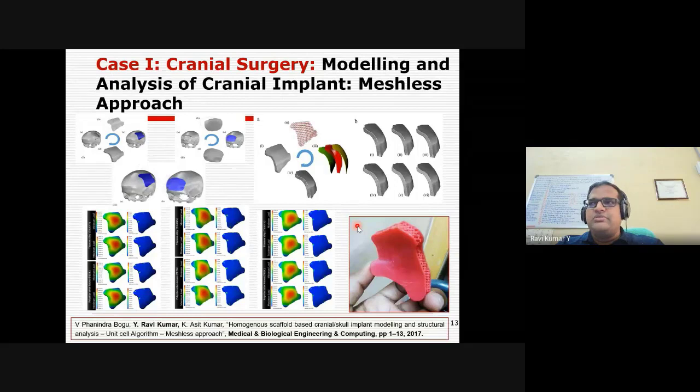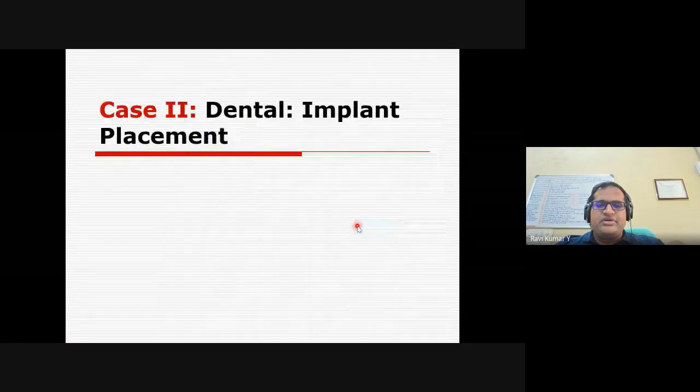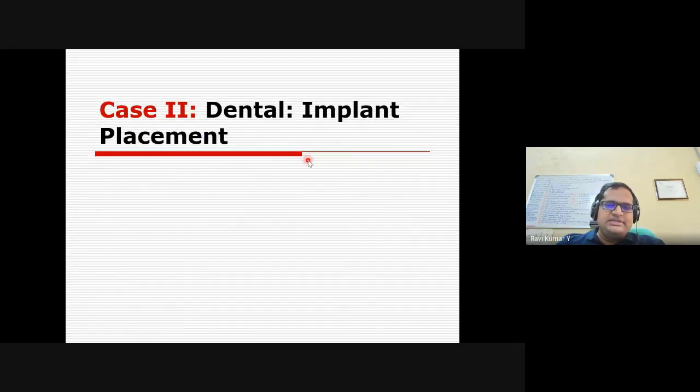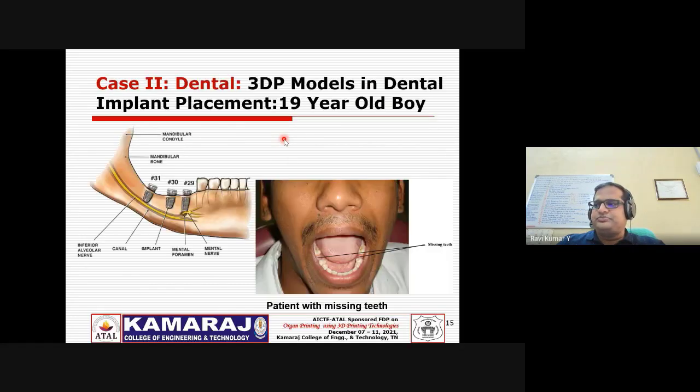Otherwise, it may not be exactly biomimicked through the conventional manufacturing or conventional surgical procedures they normally do. But this is an opportunity for them to explore these kinds of benefits. And the second case is a dental case. So in this dental case study, how is this technology helpful for placing an implant here?